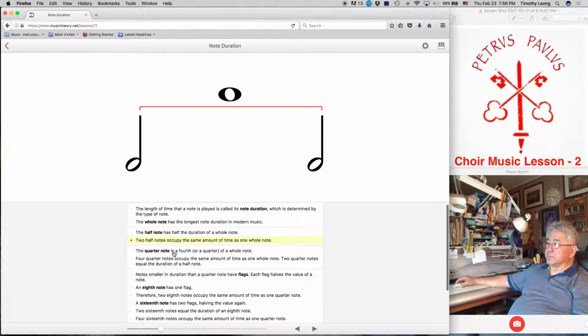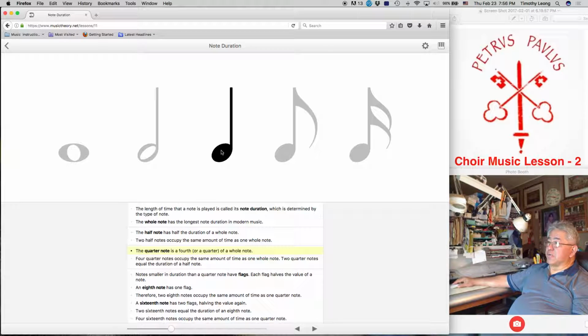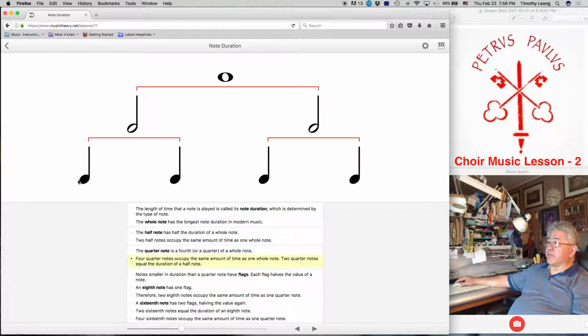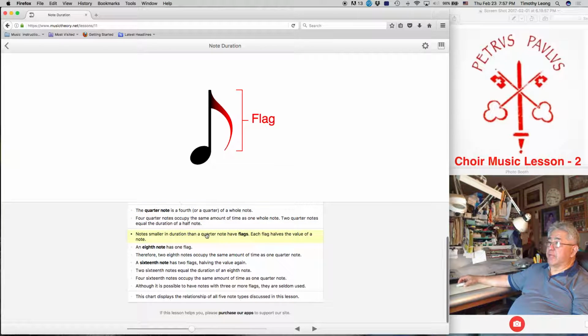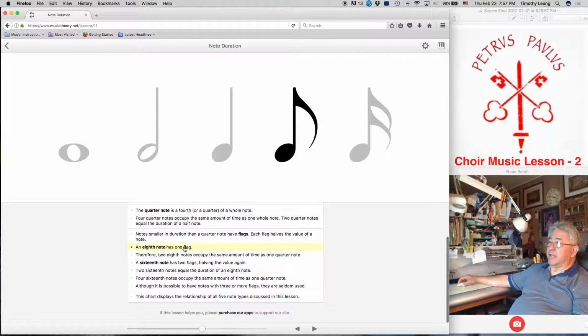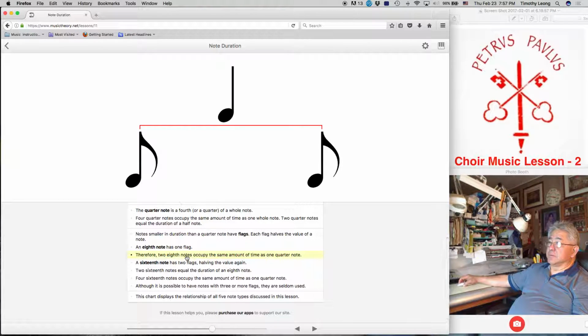Okay. Quarter note is a fourth of the whole note, and this is usually the primary beat, but it could be the secondary beat. It depends on how the composer writes this stuff. So you see, you got 4 to make one of those, or you got 2 of these to make one of those. Talked about smaller duration flags. Eighth note has 1 flag. Yeah. 2 eighth notes make a quarter note.